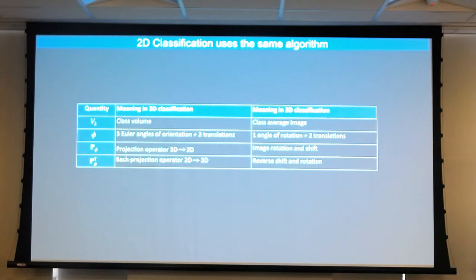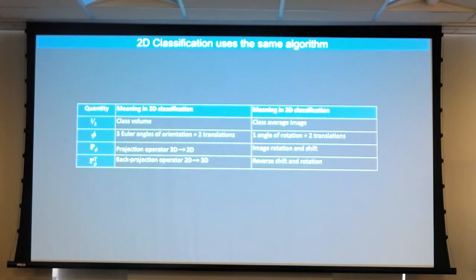Okay, so I told you how to do 3D classification. It turns out that Sjors uses exactly the same program to do 2D classification, using exactly the same equations I showed you, but instead of a class volume, we just say this is a class average image. The phi now is, instead of being five variables, just three variables: one angle of rotation, two translations. P is, instead of being a projection, a rotation and shift, and this is reverse shift and rotation. So if you just plug those in, then the same formula works, and it now looks like a Wiener filter, where you're taking each of your images and saying, this may be a rotated or shifted copy of a given one of my class averages. Let's see how its assignment is made to the various class members.